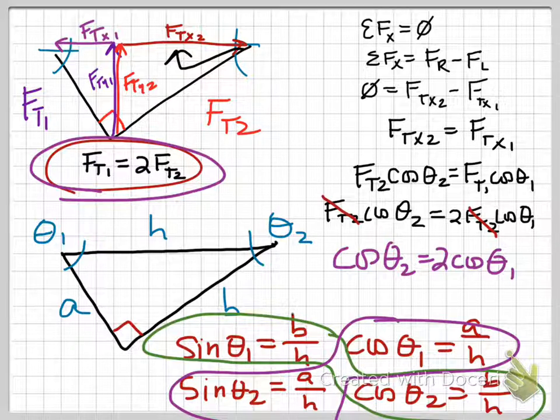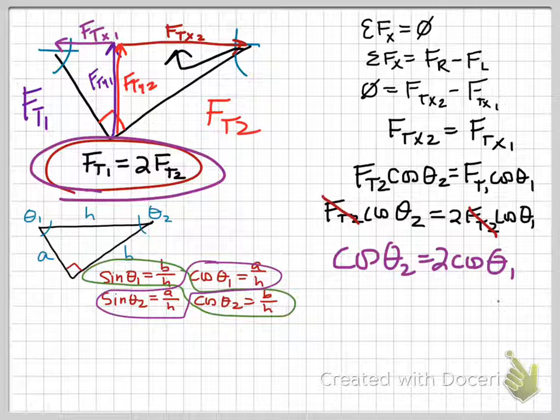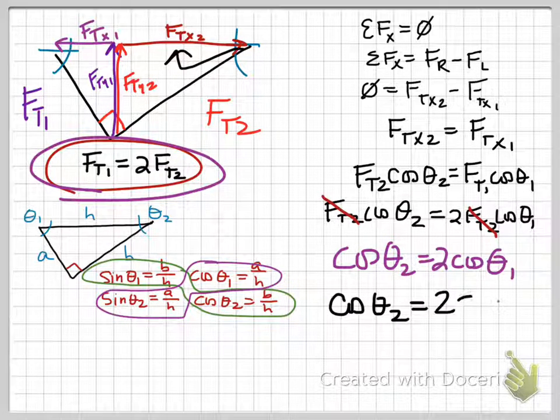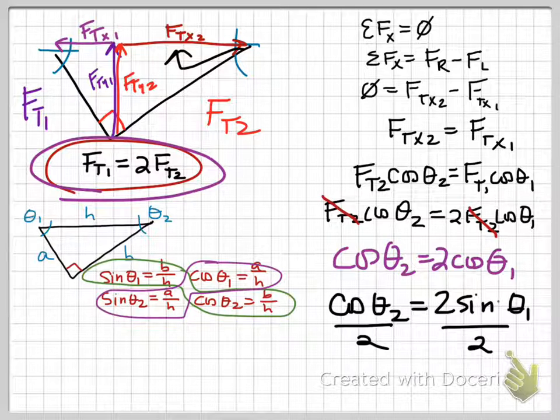Well, what if we then said, okay, fine, the cosine of theta 1 would equal the sine of theta 2. I'm going to shrink all this. So cosine theta 2 equals 2 times sine theta 2. What if we divide both sides by 2? Well, okay. Why sine of theta 1? Because I wrote the wrong angle. Theta 2, sorry. There, sorry. More coffee.